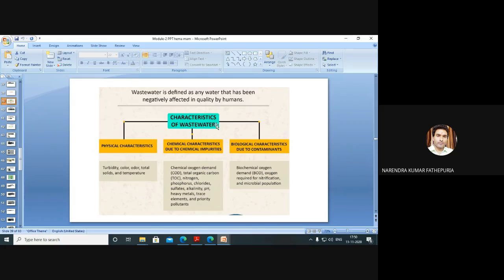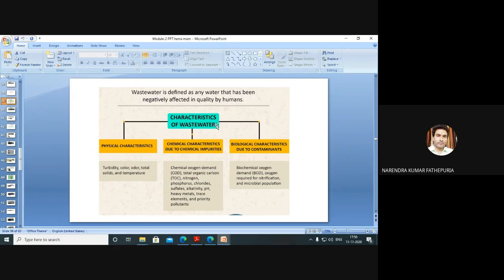There are the physical characteristics, chemical characteristics, and biological characteristics. Physical characteristics include the physical parameters like turbidity, color, taste, odor, temperature, right? Totals already will be in a chemical. Yeah. And then chemical characteristics like COD, chemical oxygen demand, total organic components, and then nitrogen, phosphorus, chloride, sulfate, alkalinity, pH level, heavy metal components, trace elements, biochemical oxygen demand, all will come under the chemical. Biochemical will be in the biological demand, actually.